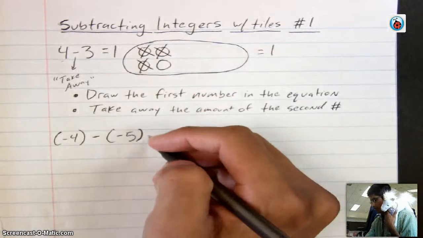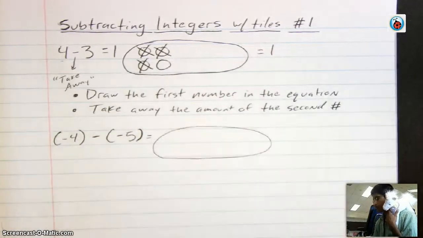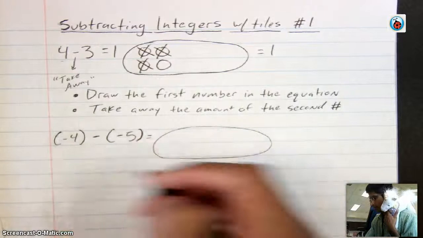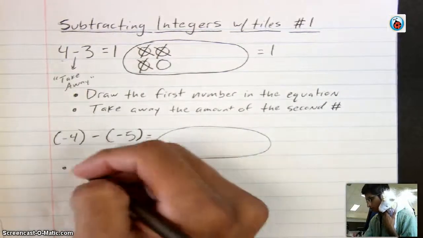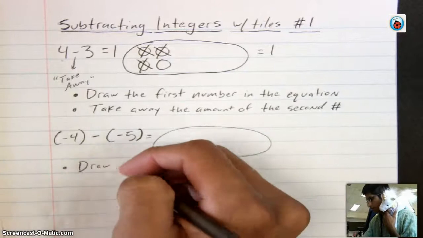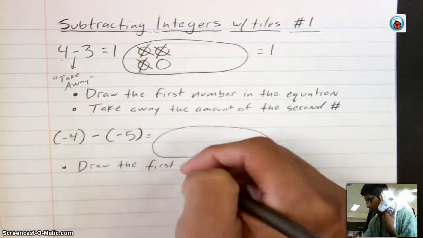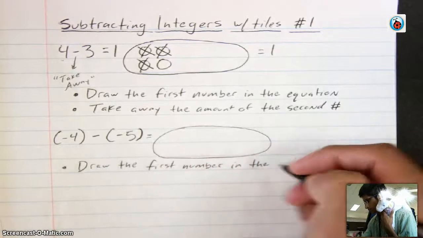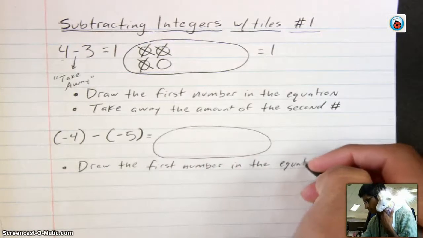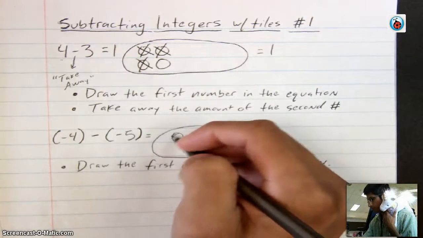So we're going to do the same thing. We're going to draw a big space here. And I'm going to start off doing the exact same thing. My first step is still the same. So I want you guys to write this down again. There's going to be more steps this time. Is to draw the first number in the equation. Okay, so I'm going to draw 4 negative circles.